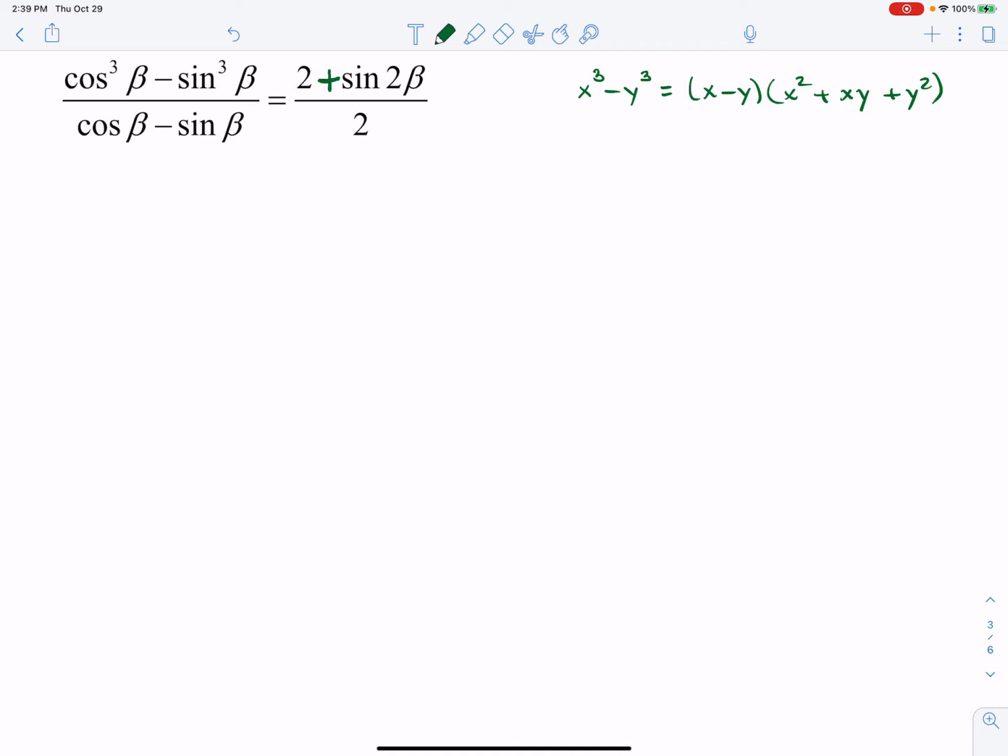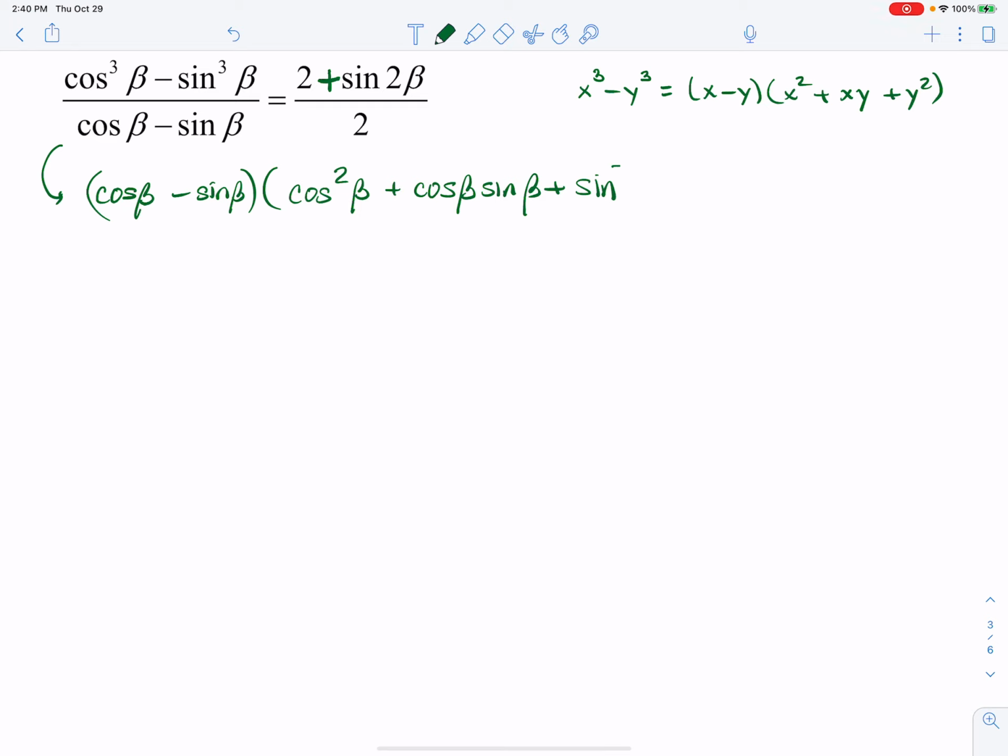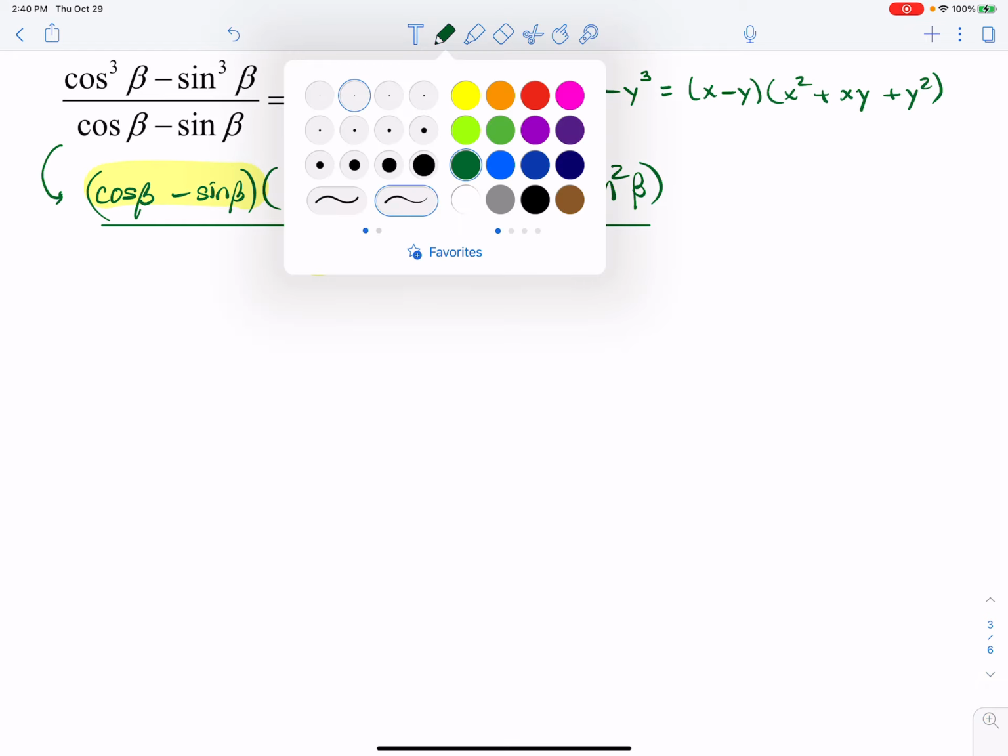So now to factor, looking at the left-hand side, looks like we have cosine of beta minus sine of beta times cosine squared beta plus cosine beta sine beta plus sine squared beta. Wow, all over cosine beta minus sine beta. Well, good news, because it looks like these two are common factors, which means they can go away.